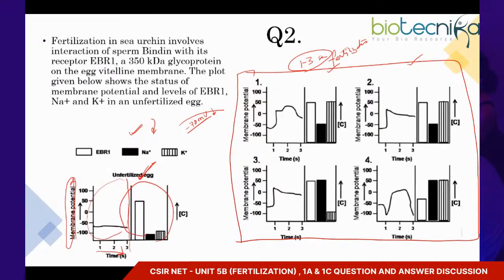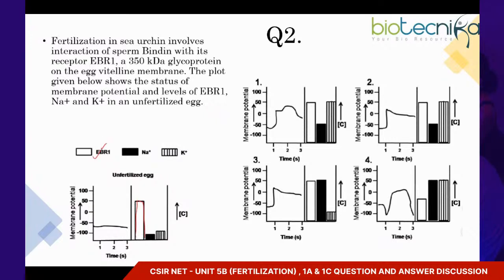The second part of the graph shows the concentration of several things, which is given in the key. The white, unshaded bar is for EBR1, that is, this much receptor is present. The shaded bar is for sodium ion, so this much concentration of sodium is present in the unfertilized egg. And this dashed bar is for potassium, which is present in this much concentration in the unfertilized egg. So in the fertilized egg, which of these will you see? You have to observe a lot of things at a time, and you need to answer very specifically. Got it?